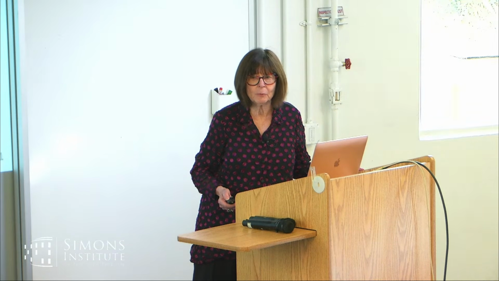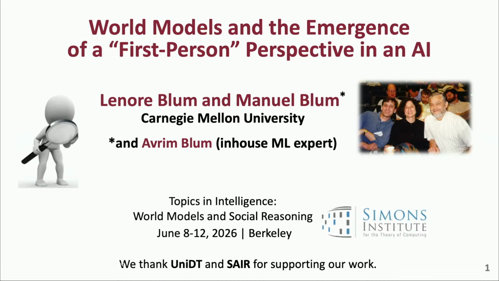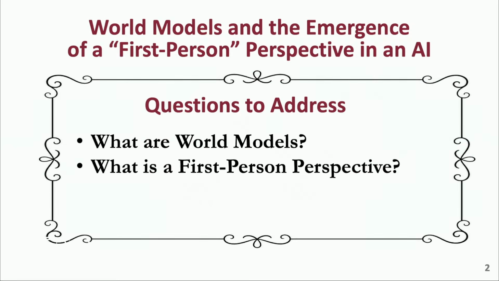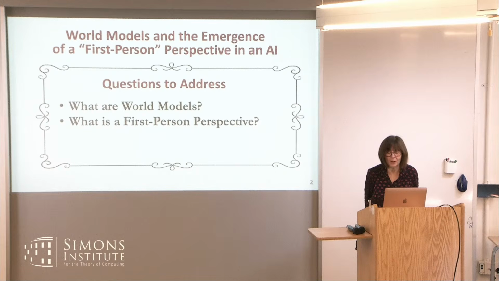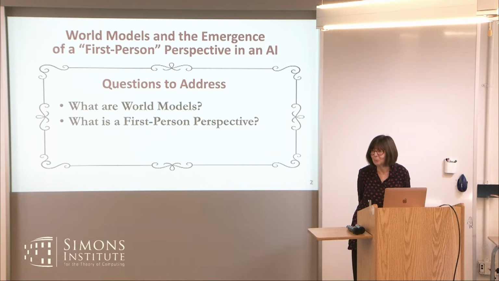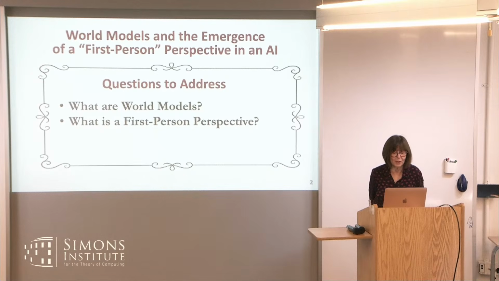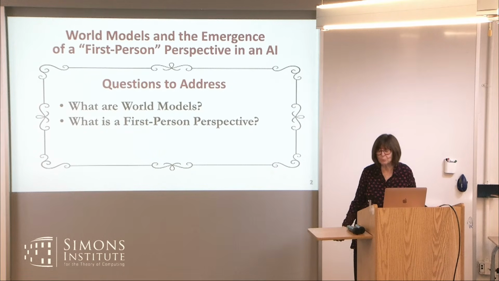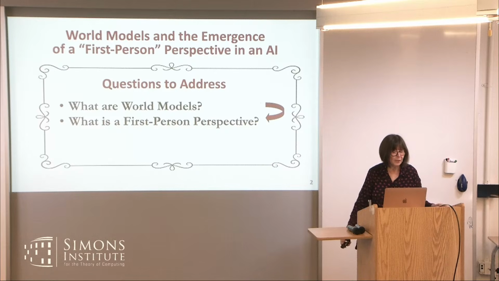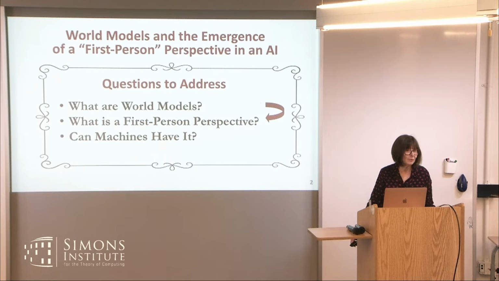I'll talk about world models and the emergence of a first-person perspective in an AI or machine. This is joint work with Manuel and Avrim. It's this family business. Okay, so here are some questions that I would like to address. What are world models? That's one of the main topics of this workshop. And what is a first-person perspective and how do those two go together? And then finally, can machines have it? That's more or less what I want to cover.